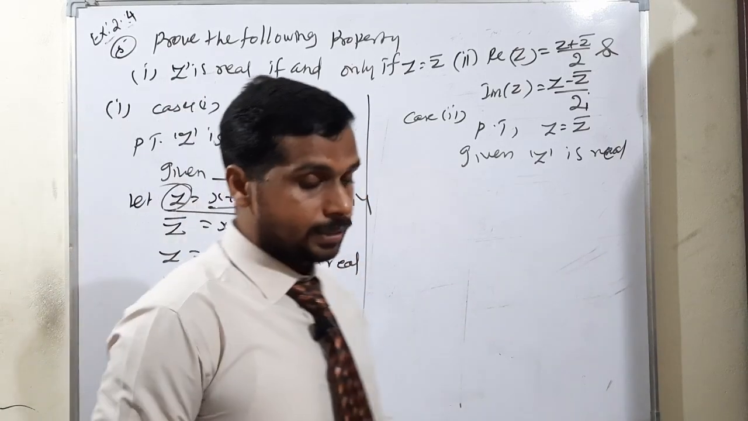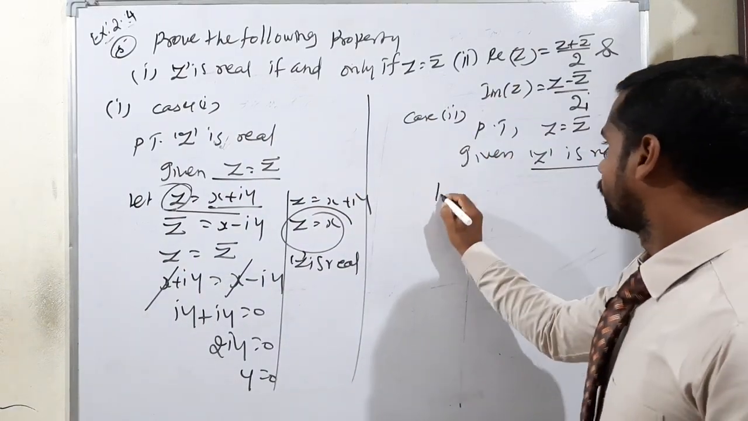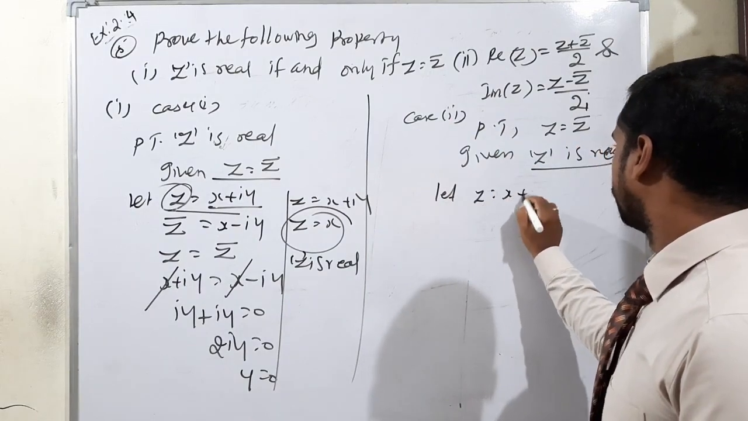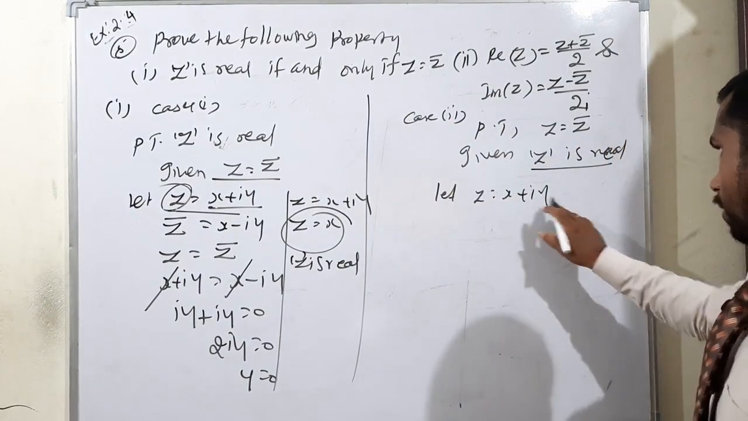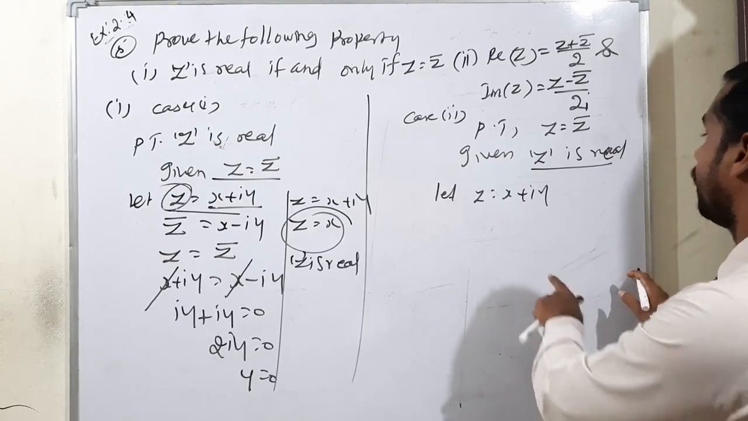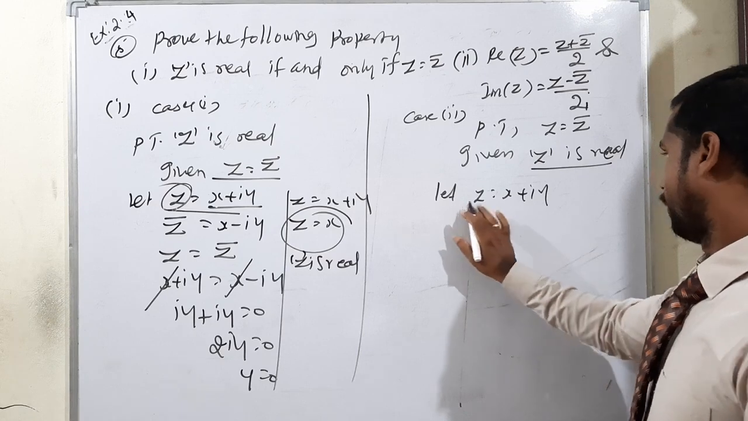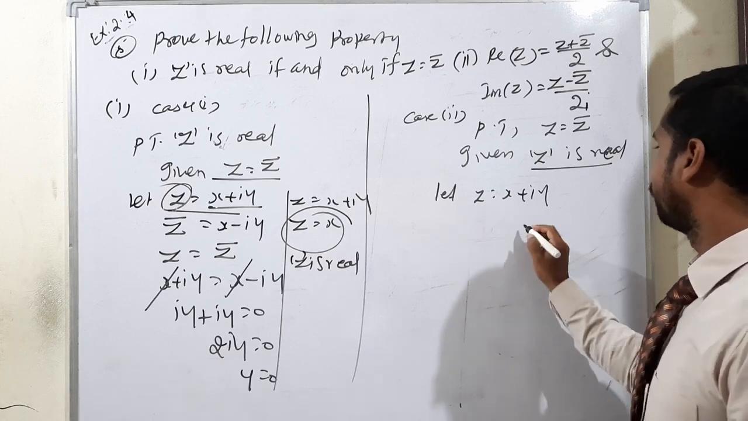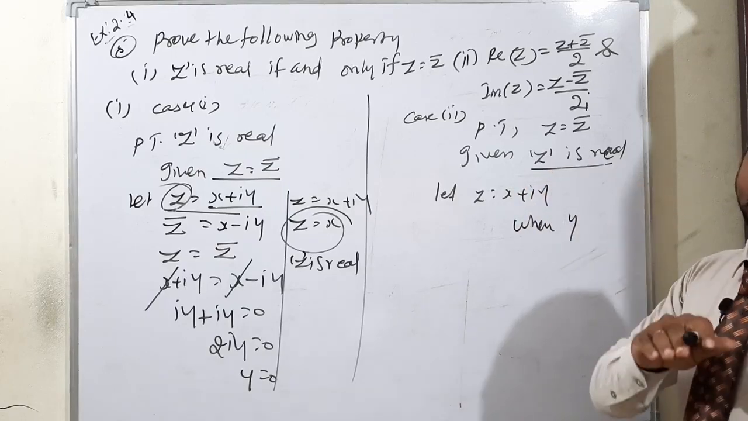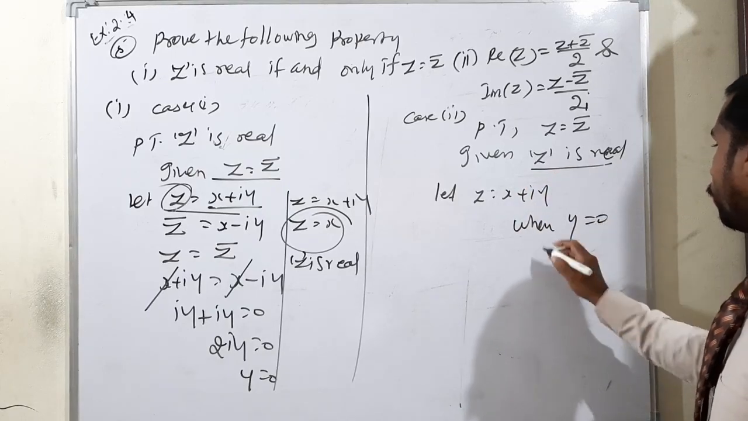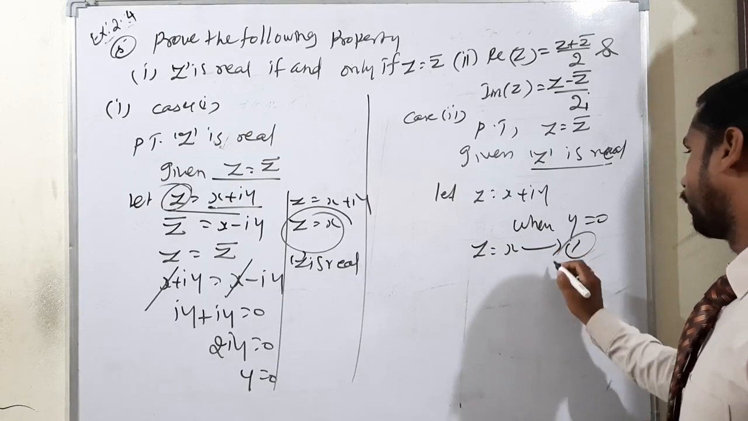Moving to the second case. Given z is real. Let z is equal to x plus iy. Because given z is real, y is equal to 0. So when y is equal to 0, what value do we get? z is equal to x. This is considered equation number 1.